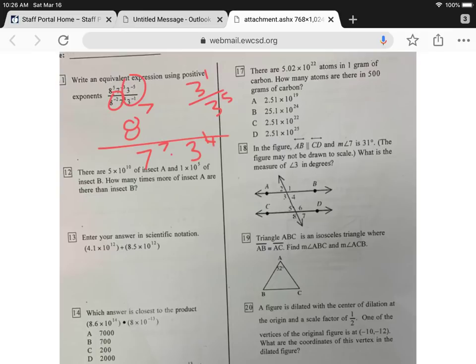Number 12 talks about there's this many insects and this many of insect B. How many times more of insect A are there than insect B? Again, how many times larger or how many more, you're going to divide. You can do that later, but when you look at this, it's not too tough.